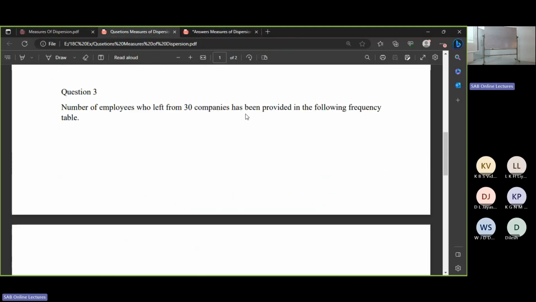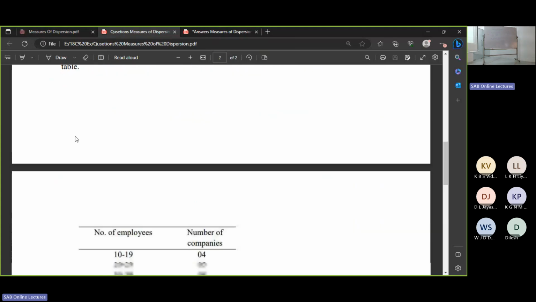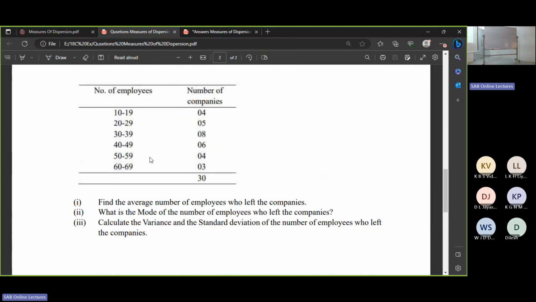Then try question number 3, last question. The number of employees who left from 30 companies has been provided with the following frequency table. This is the frequency table. This is the group frequency table.